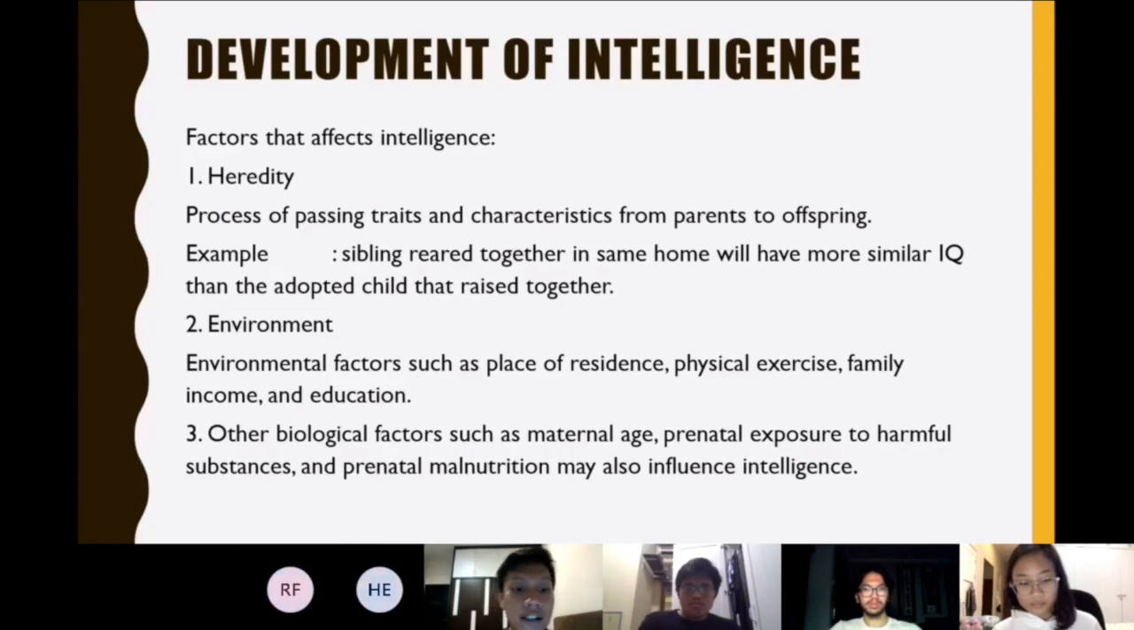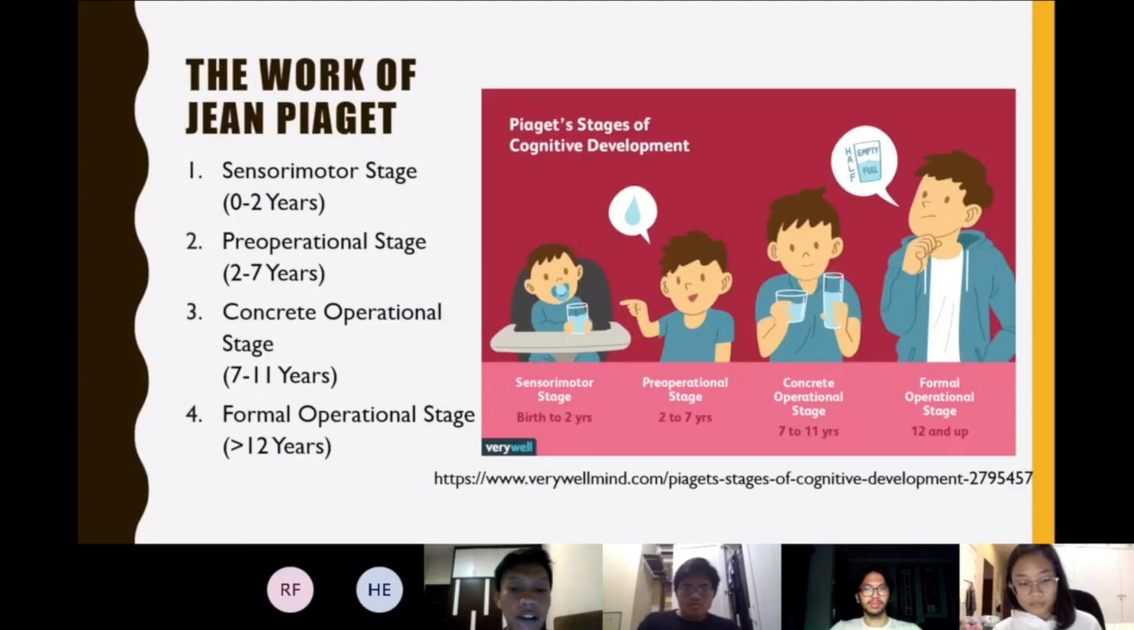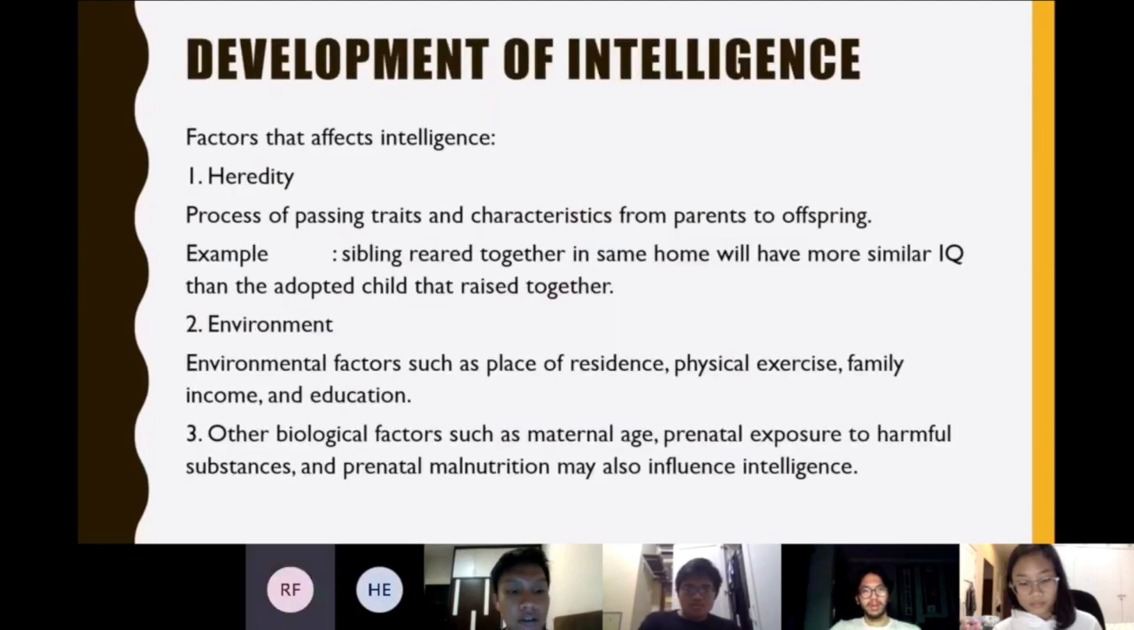And the third factor is other biological factors such as maternal age, parental exposure to harmful substances, and parental malnutrition, which may also influence intelligence.